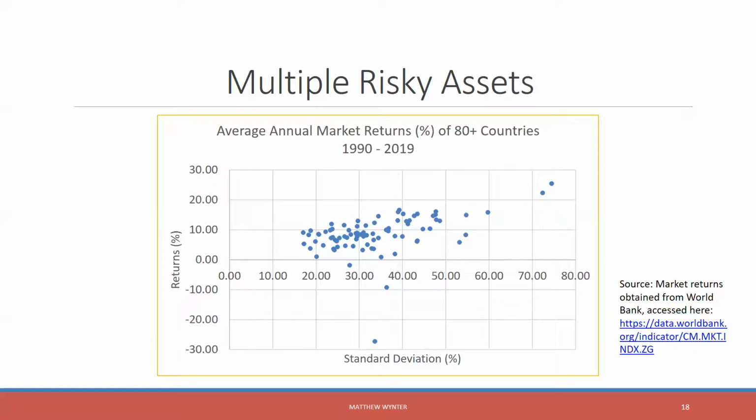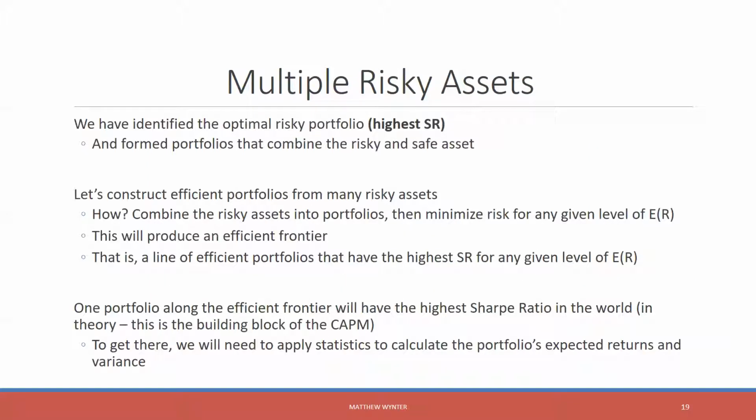What do you see? Well, there seems to be kind of a weakly positive relation. There seems to be a generally positive relation between expected return and risk. We also see that there's a ton of blue dots. So we really need a way to kind of reduce the complexity of this problem. So let's do it.